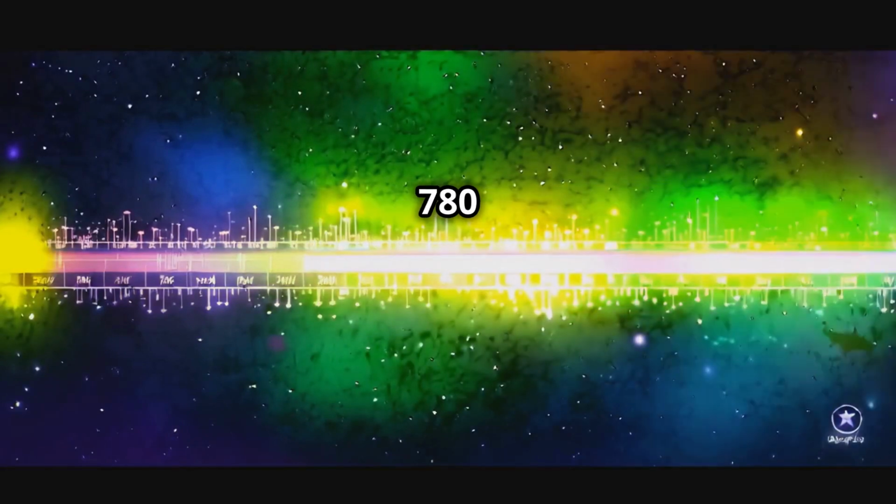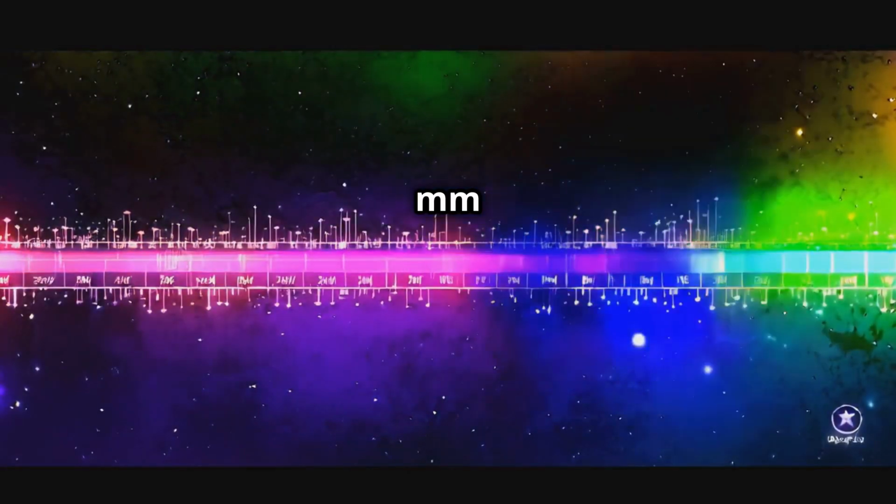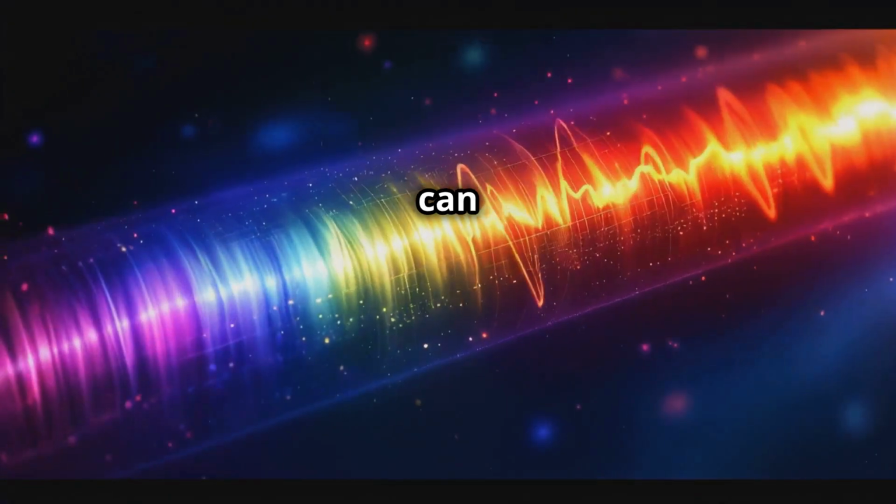Optical radiation from 780 nanometers to 1 mm is named infrared radiation and can be divided into three major categories, A, B, and C.